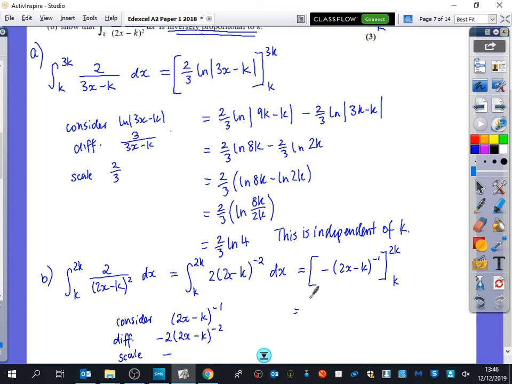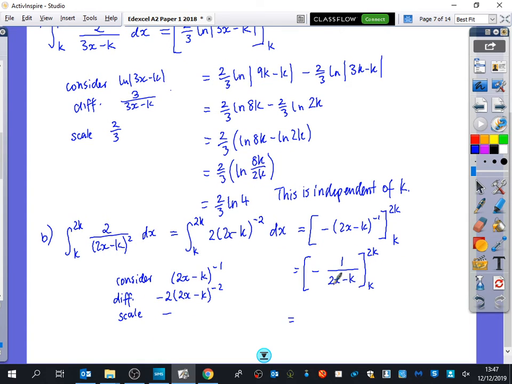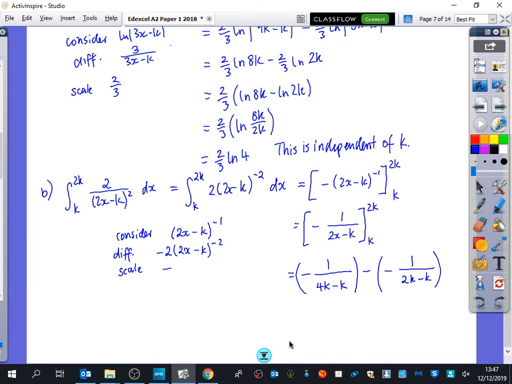I don't really like having it in this form, so I'm going to want to change this to -1 over 2x minus k between k and 2k here. I'm going to just start substituting in. So in place of x, I'm going to put 2k. So I get -1 over 4k minus k. Now I'm going to do that, subtract k in place of this, -1 over 2k minus k. So we have -1 over 3k plus 1 over k.